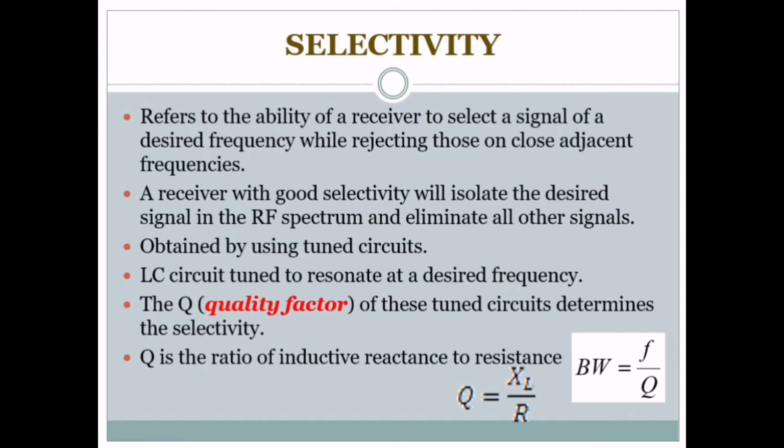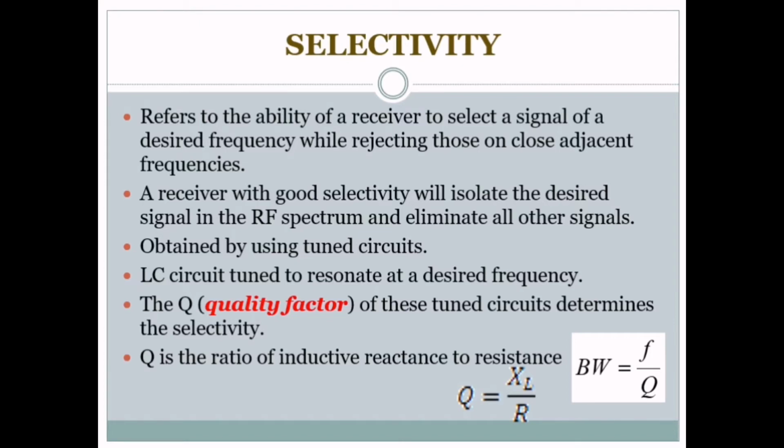So this can be obtained by using a tuned circuit. A tuned circuit consists of L and C, an inductor and a capacitor. The LC circuit is tuned to resonate at the desired frequency. The Q factor, or quality factor, of this tuned circuit determines the selectivity.